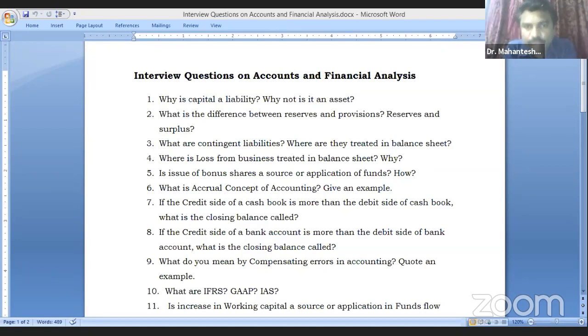What is the accrual concept of accounting? Give an example. We already had a discussion on this. An example is outstanding expenses or prepaid expenses.